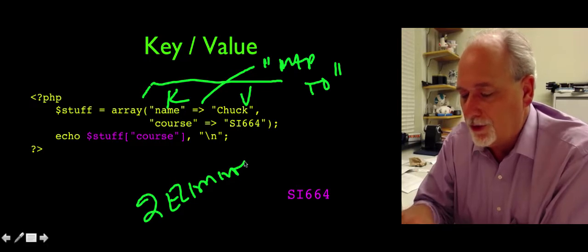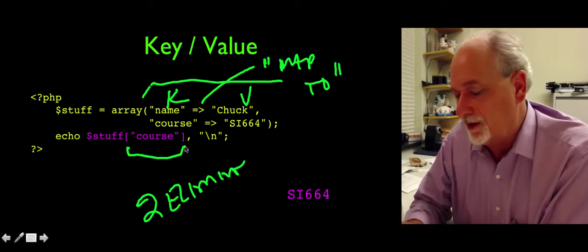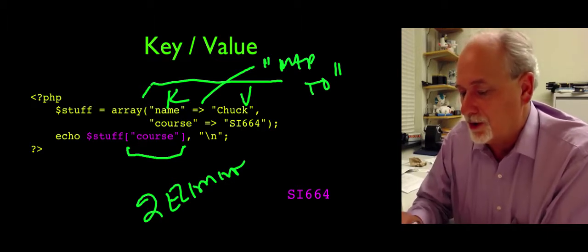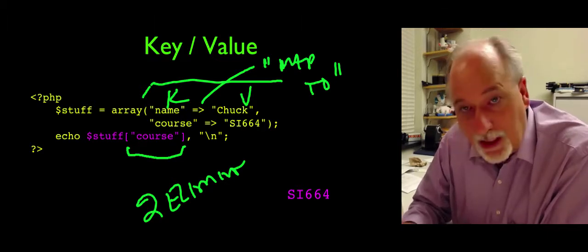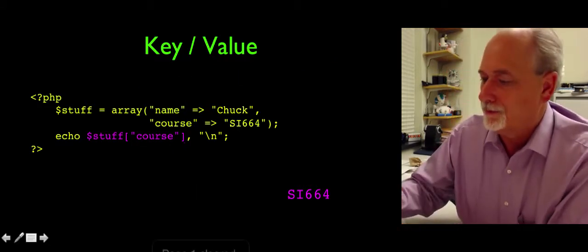And so now if we do the lookup, the index operator here with the square brackets, we look at stuff sub course. And stuff sub course goes in the array, finds the key course, and then pulls out the SI664 value.